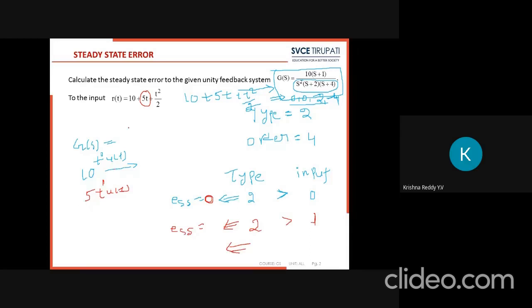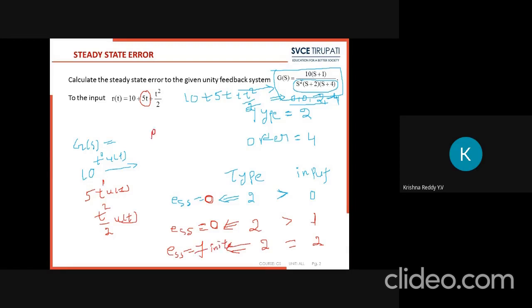Now when you are given the ramp input t square by 2 into u of t, where the power is 2, the type is 2 and the input is 2, both are equal. During this case, what is the steady state error? In the previous case, when the type is greater than its input, the steady state error value is 0. When the type is equal to the input, we are getting some finite amount of steady state error.